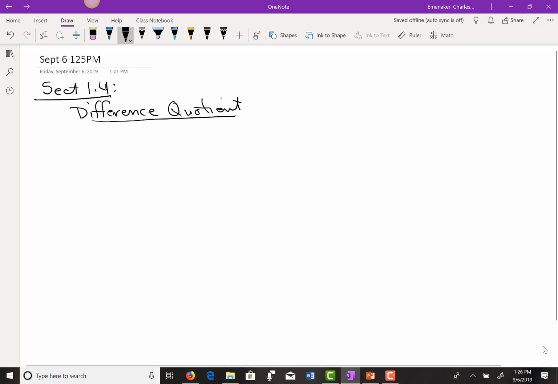A difference means something's being subtracted, and it involves some division, a quotient. It's actually a way of looking at slope. Up to this point, we've been doing a lot with slope. Remember, with slope, you have something like y2 minus y1 over x2 minus x1. Does that look familiar for slope? It requires 2 points.